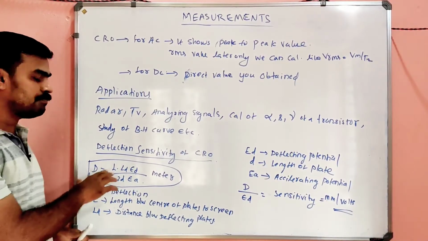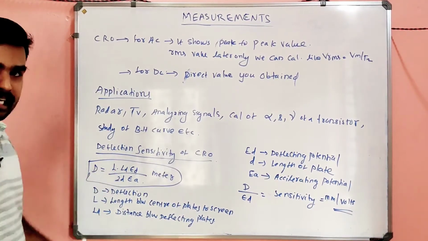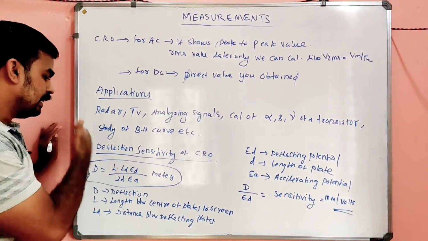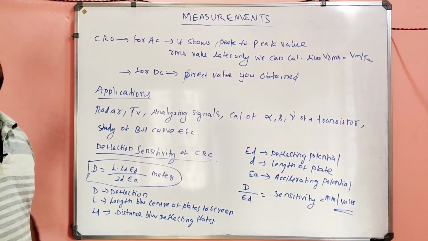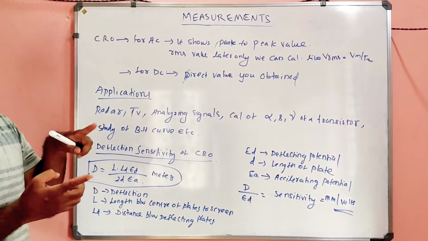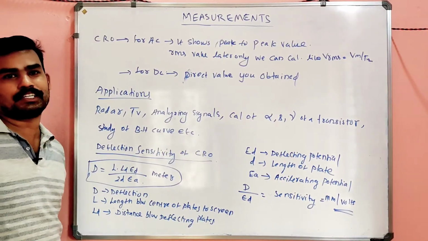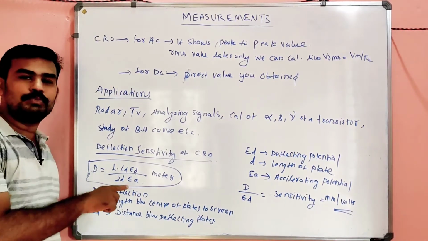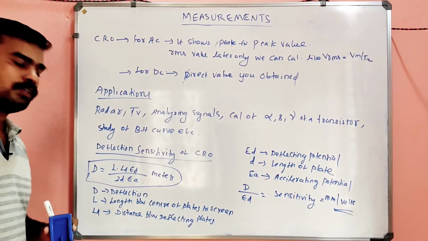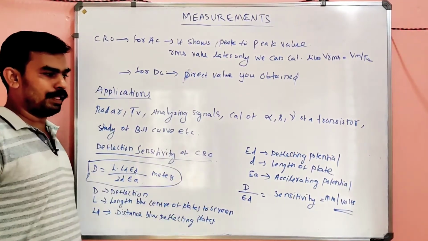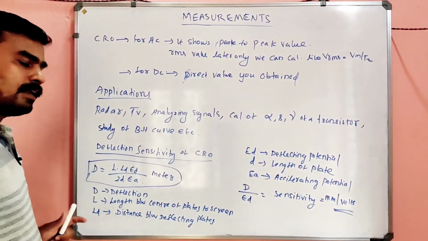You may expect a question on what the factors affecting the deflection are. Suppose the length is increased, then the deflection increases. If the deflecting potential Ed is increased, the deflection increases. If d, the distance between the plates, is increased, the deflection decreases. Like that you may expect some questions. So that's all for the deflection sensitivity of the CRO. Just remember this equation and these abbreviations L, l, d, Ed, and all. So that's it. Is it clear?